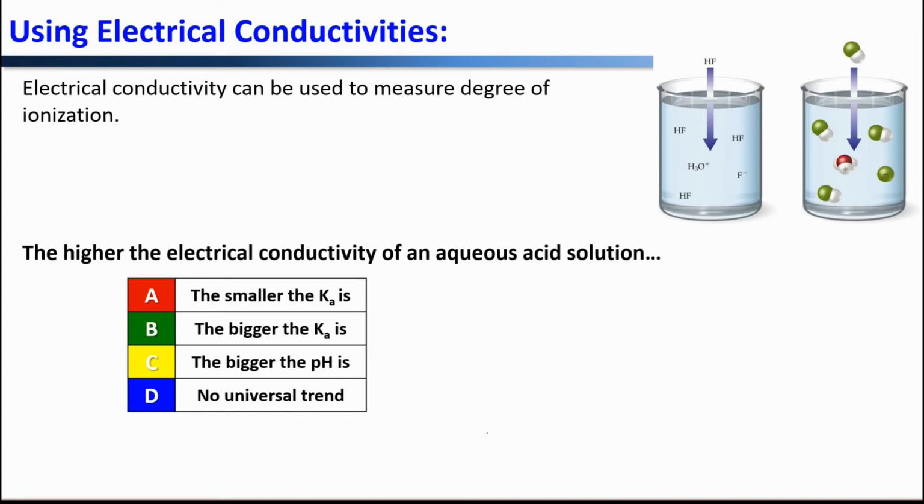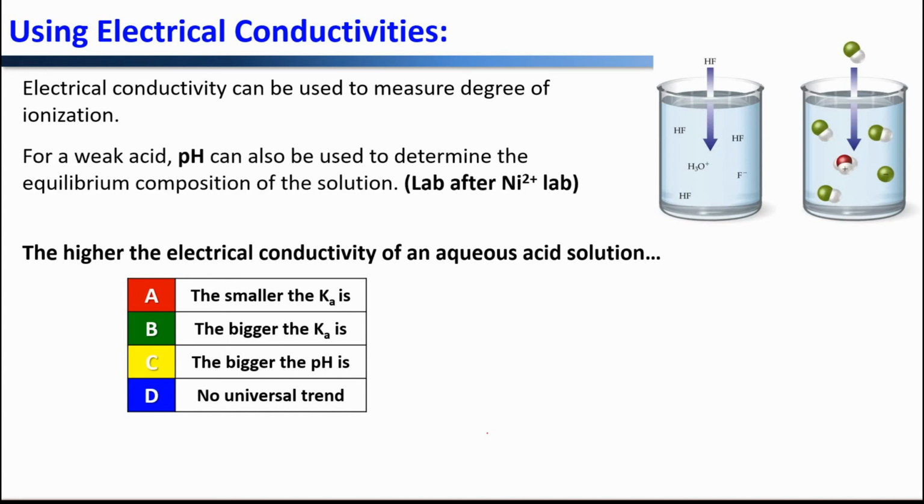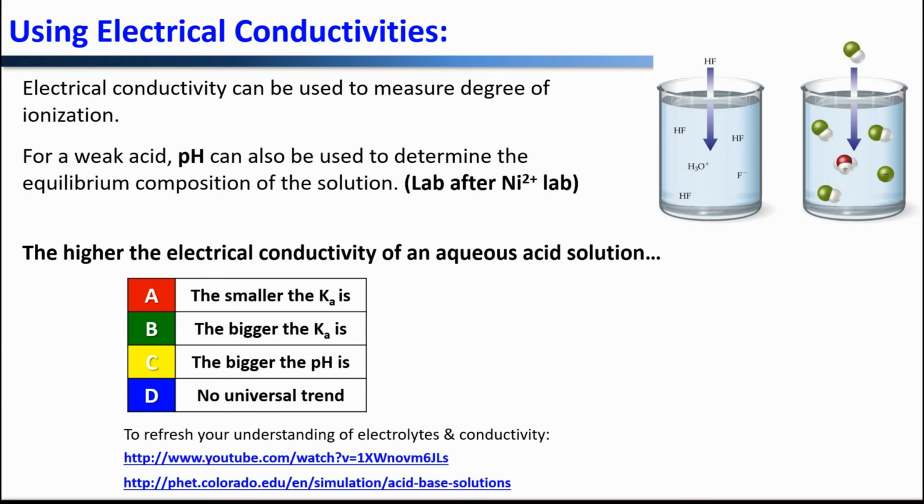If I have a lot of ions, I'm going to conduct a lot. And that is something that we can actually measure. So if I use a pH probe, I can use that to determine how much of my acid is in that solution, or by extension, how much base is in that solution. And that's one of the labs that you'll do, I think it's in 2 weeks, where you're going to use pH to determine the concentration of your different ions that are in the solution. So it's a powerful tool. And if you are feeling weak on electrolytes and conductivity, there are a couple of links here. One's to a YouTube video, and the other is to a PhET simulation, so you can kind of see that play out.